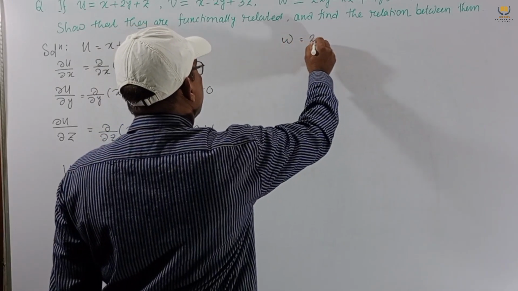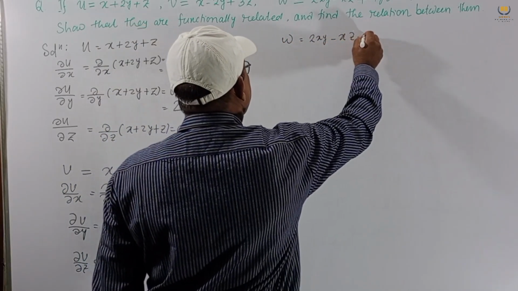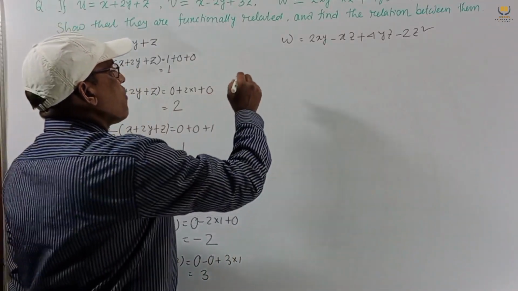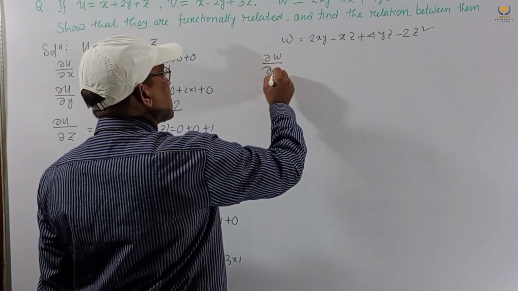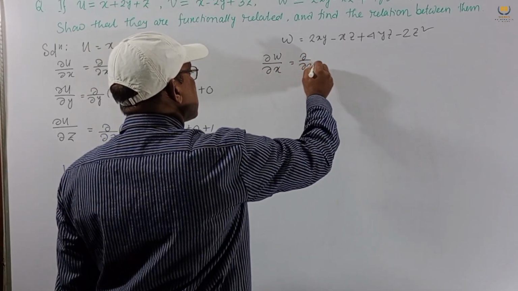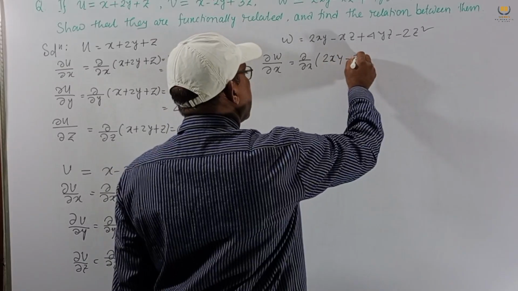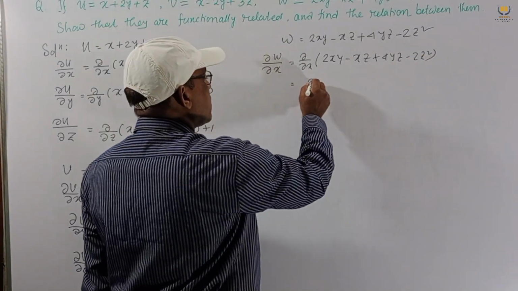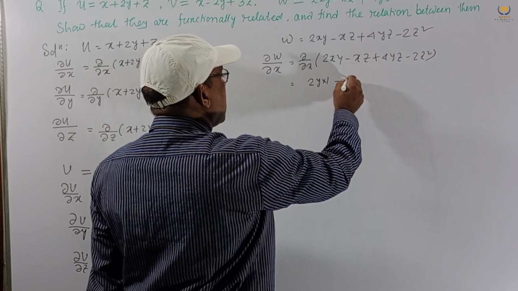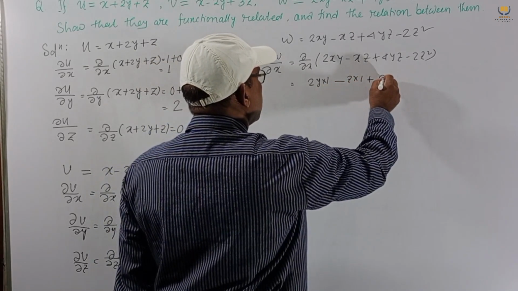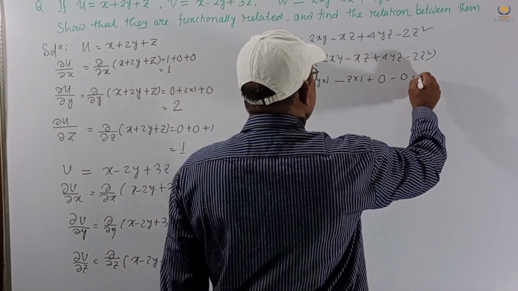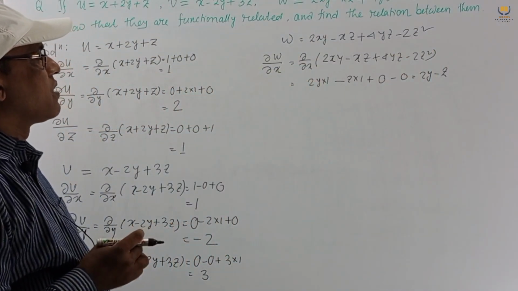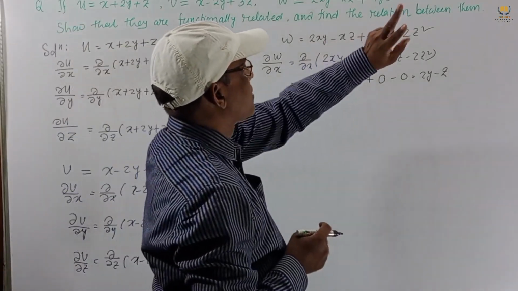W is given, 2xy minus xz plus 4yz minus 2z square. This is w given. Now we find del w by del x. Del x of w, 2xy minus xz plus 4yz minus 2z square, and this will be 2y into 1 and z into 1, 0 minus 0. Then ultimately we get 2y minus z. If we differentiate partially with respect to x, x is variable, others constant.